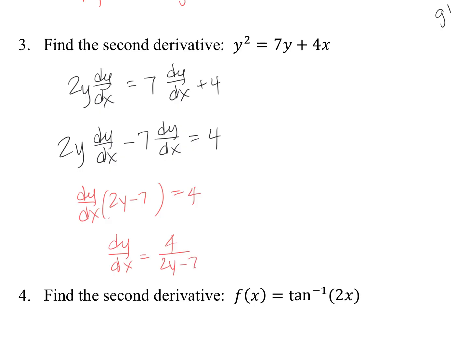Good job. We just found the first derivative, right? It says find the second, so we have to do that again. What rule do we need, Liv, if I have to take the derivative of this? Quotient rule. Let's do it. We've never written it this way: the second derivative is written d squared y over dx squared.